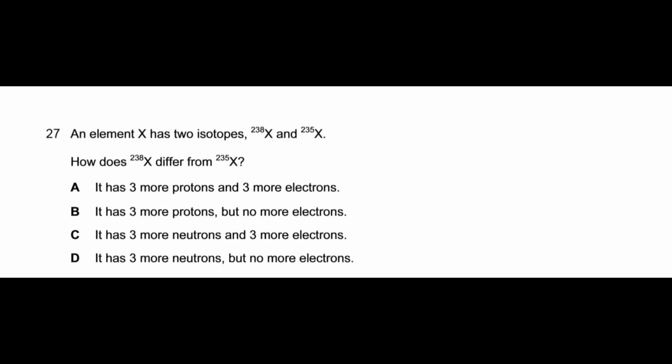The next question says, an element X has two isotopes, X-238 and X-235. How does X-238 differ from X-235? Okay, these are both isotopes, so they must differ in the number of neutrons. It clearly shows a difference of 3 neutrons. So they differ in the number of neutrons only, not protons, not electrons. So according to this discussion, Delta is the correct answer. It says it has 3 more neutrons but no more electrons.